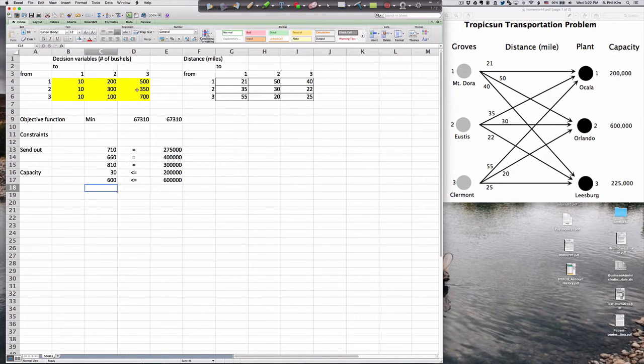And then what is the amount plant 3 receives? This is 1 to 3 plus 2 to 3 plus 3 to 3. It should be less than or equal to its capacity, 225,000. Also non-negative, because you cannot send a negative number of bushels. So you set everything. I will use this one as my objective function, and this is my constraint.